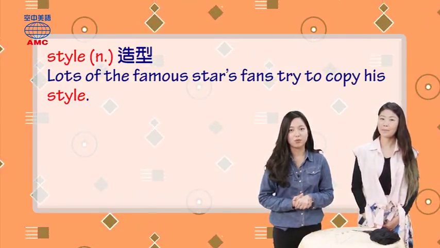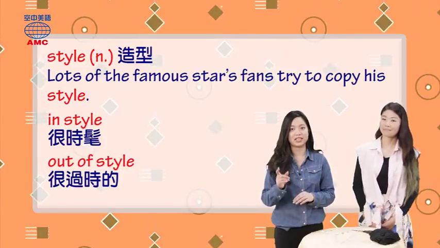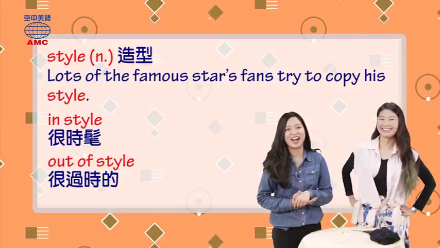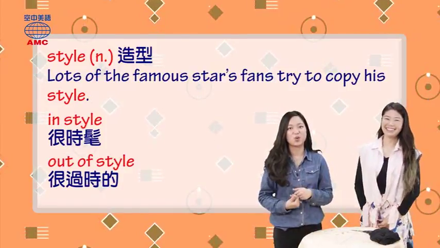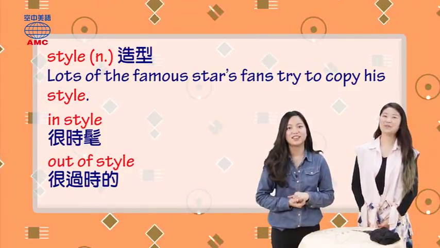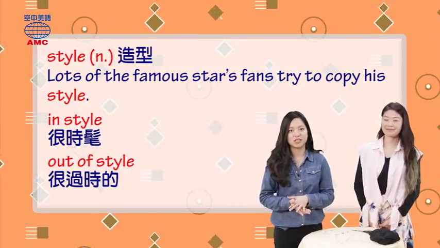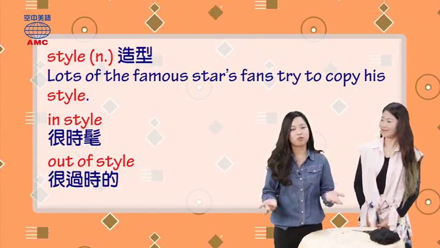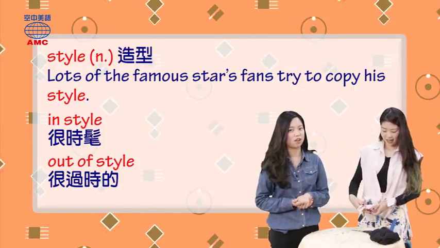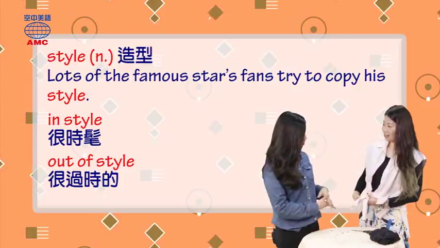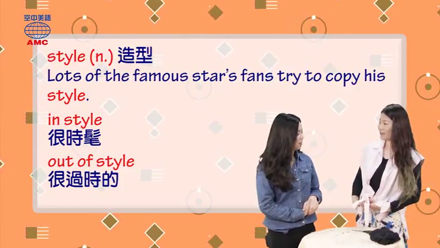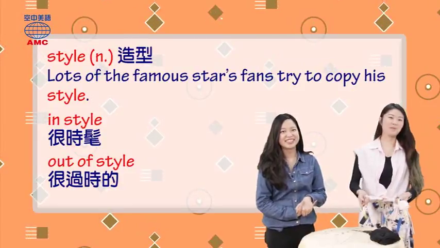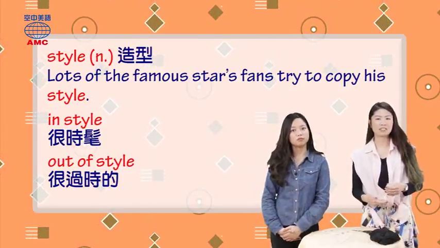If you're very fashionable, we can say you are in style, like this shirt. The opposite, if you're out of style, is outdated. The example means the star's fans copy his style to imitate his look. People try a different style every now and then. I think you should try this on for tomorrow. Maybe. I'll think about it.